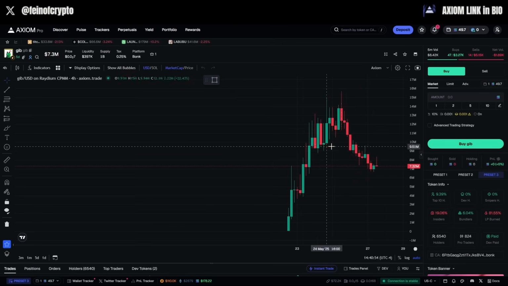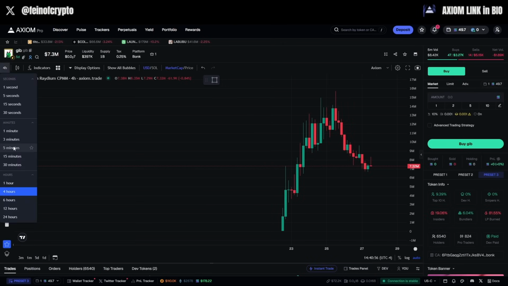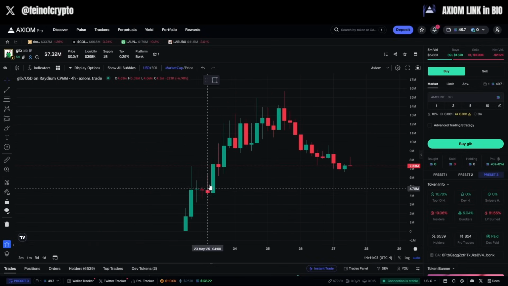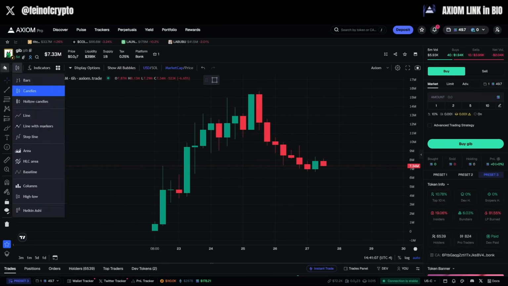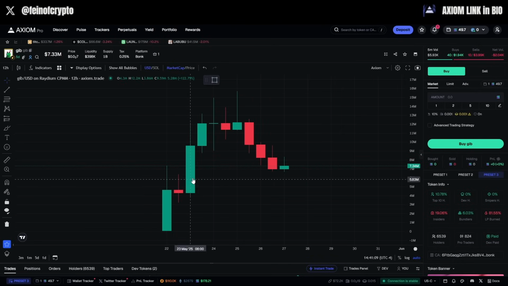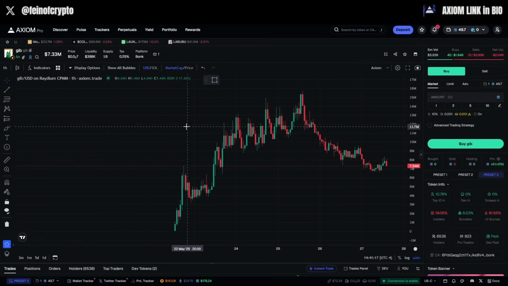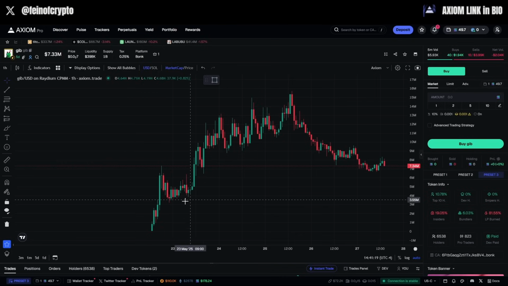Let's see, GIP. Okay, I mean, it doesn't look the best, to be honest. It reminds me of a farm chart. It doesn't look ideal. Let's see, hourly. I wouldn't really touch this. It doesn't look the best, quite frankly. It just reminds me of a rug. Just goes straight up and down, right?